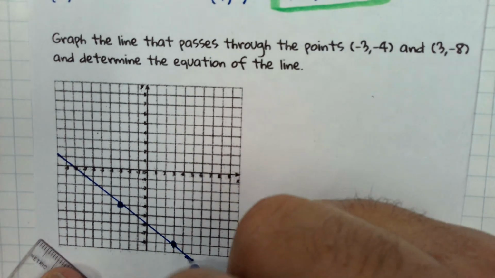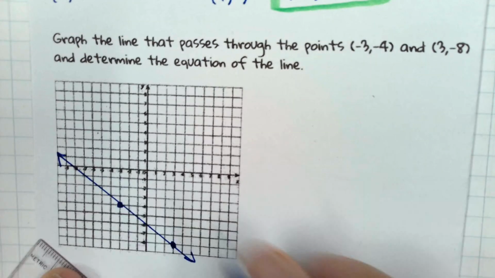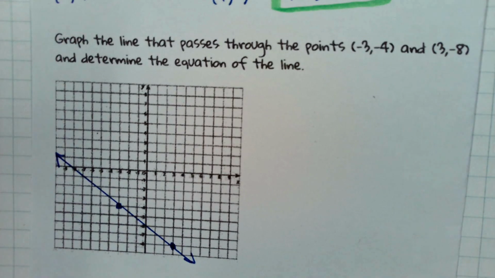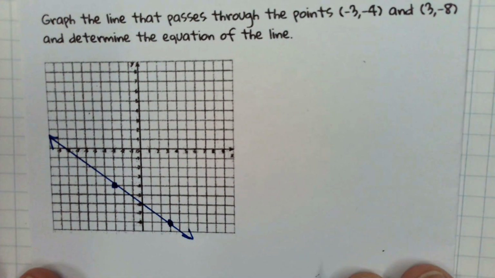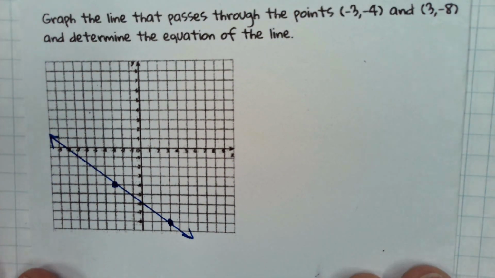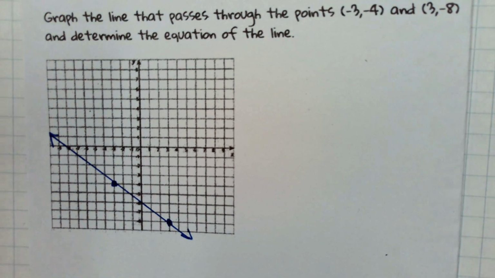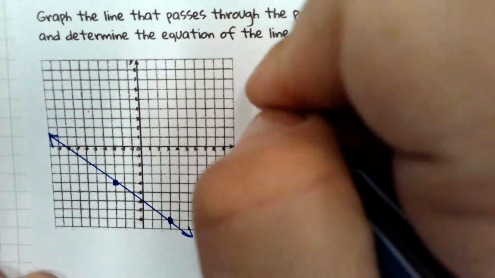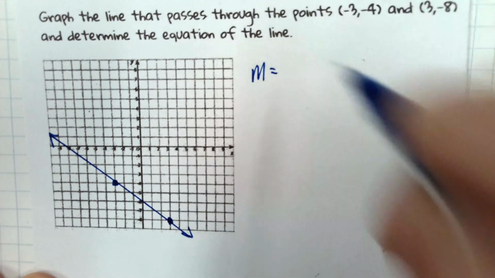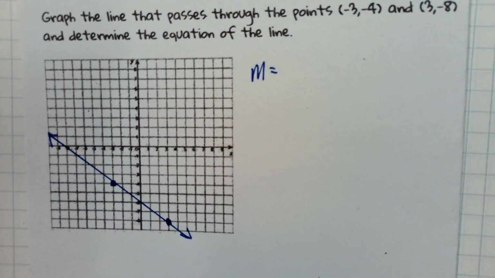Okay. So there's our line. We're going to need a slope. So let's see if we can figure that out. Let's figure out our slope.